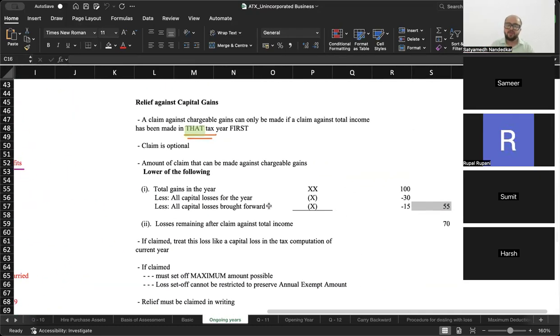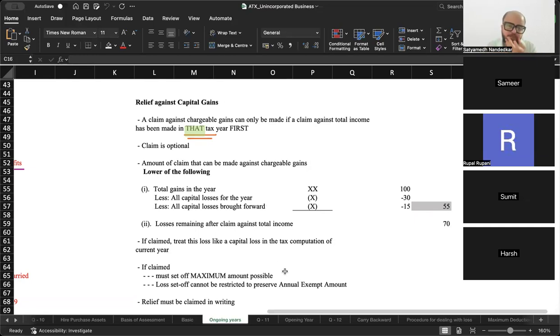Then, relief against capital gains. A claim against chargeable gains can only be made if a claim against total income has been made in that tax year first. Now, say you want to adjust the loss against total income of the current year. You adjusted that. After that, you cannot go back and adjust the trading loss against capital gain of the last year. So, if you want to adjust it against capital gain of the last year, first you will have to adjust against total income of that year.